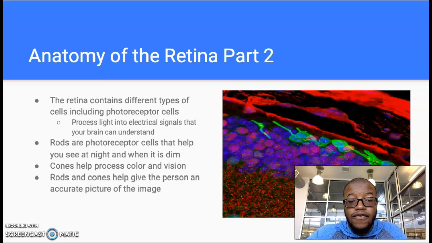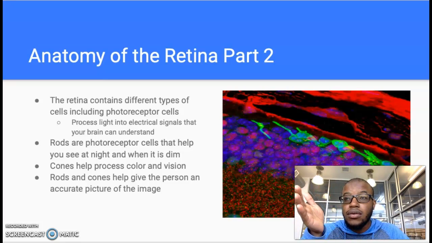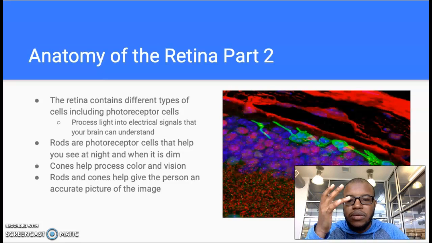The rods are photoreceptor cells that help you see at night when it's dim. So say you come outside at night, you're trying to look for the doll that you left for your daughter on the ground, and it's on the driveway. The rods will then let you see a little bit of night vision, not complete night vision, but it will help you make out things other than light or lack of light.